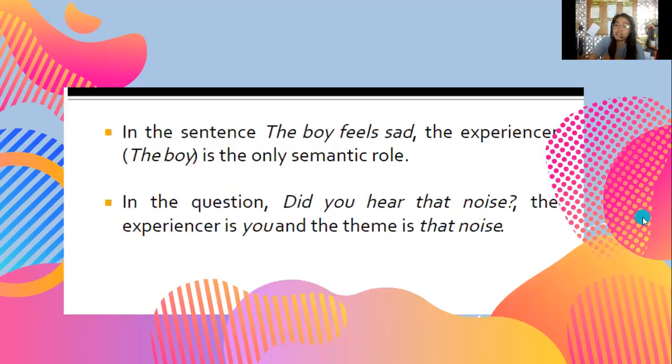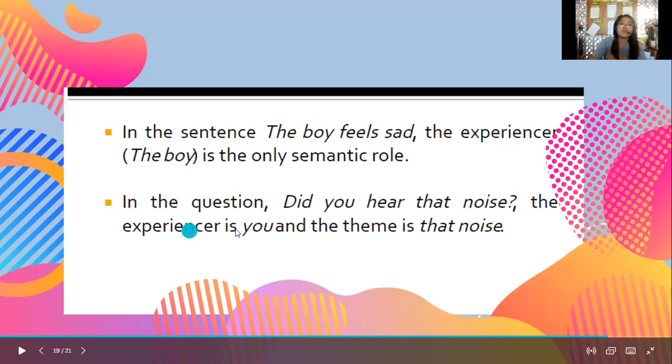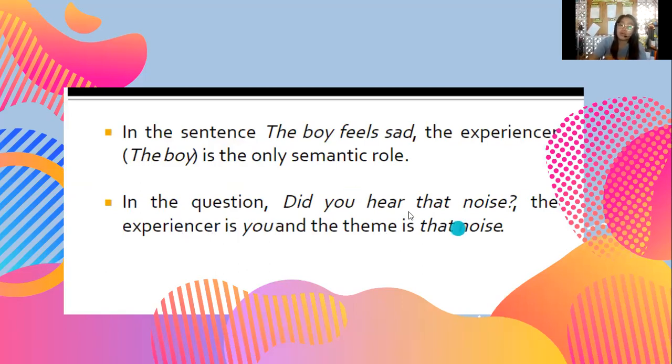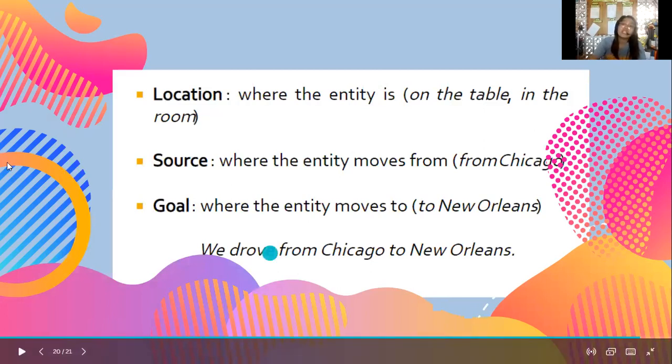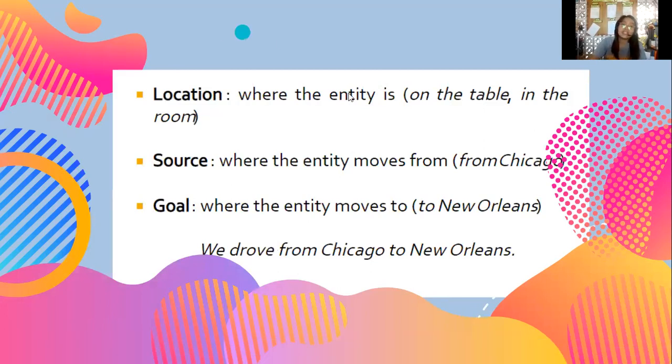In the sentence, the boy feels sad, the experiencer is the boy. It is the only semantic role. Next, in the question, did you hear that noise? The experiencer there is you, and the theme is that noise. Next is the location, source, and the goal. In the sentence, the location is on the table in the room, the source is where the entity moves from, Chicago, and the goal is where the entity moves to, New Orleans.